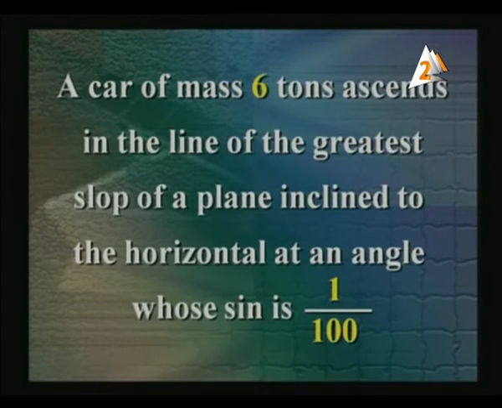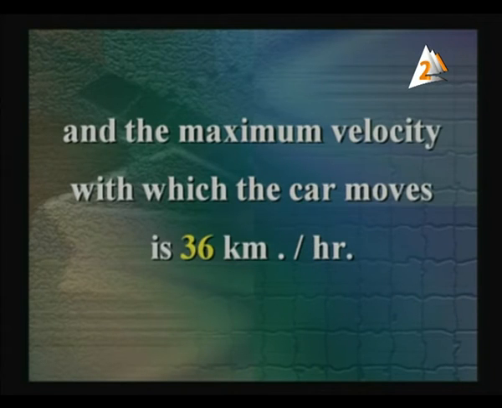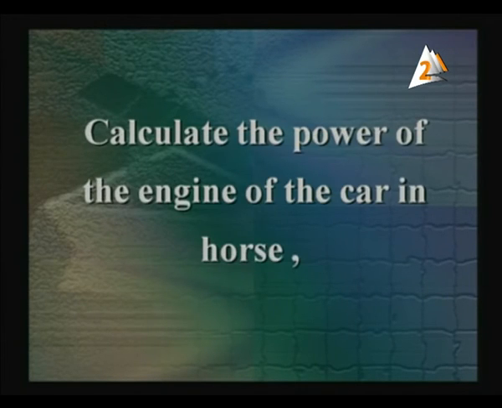A car of mass 6 tons ascending in the line of greatest slope of a plane inclined to the horizontal at an angle whose sine is 1 over 100. Now, if the resistance of the air and friction is equal to 20 kilogram weight per ton of mass, and the maximum velocity with which the car moves is 36 kilometers per hour, calculate the power of the engine of the car in horses.